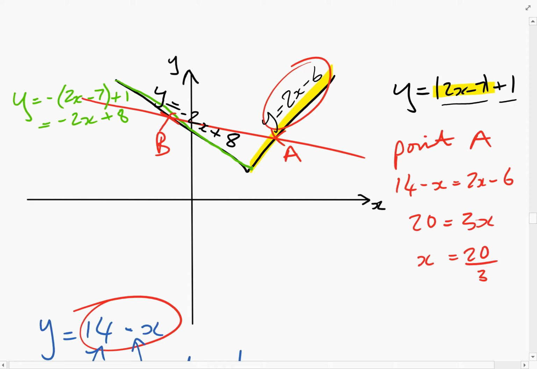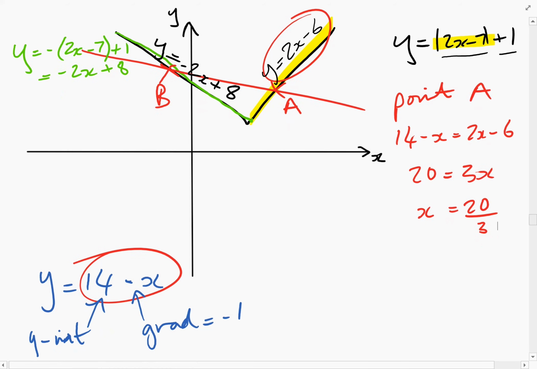And then it says, no need to find the y values. The question just says, solve the equation. It doesn't say find the coordinates of the intersections.